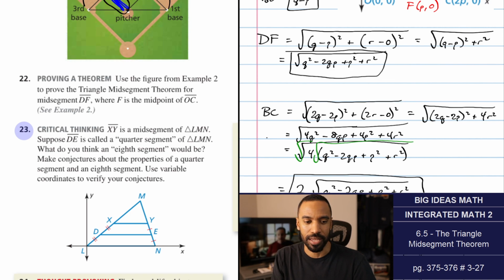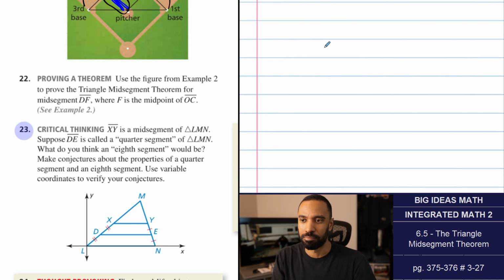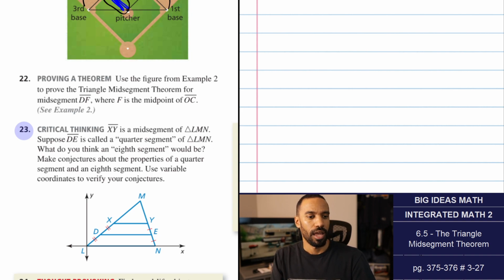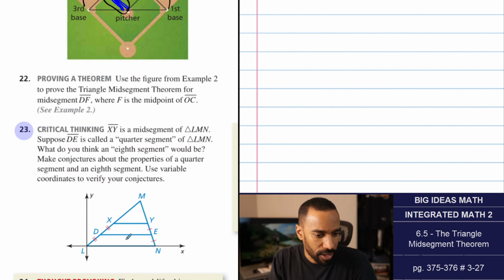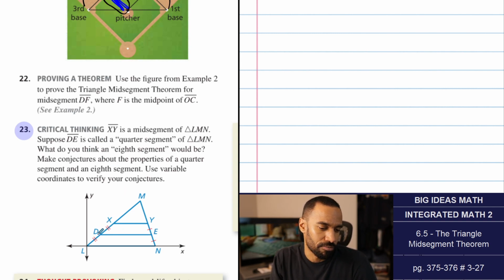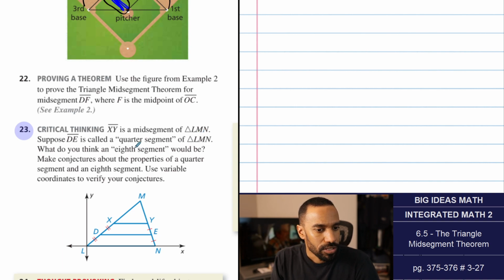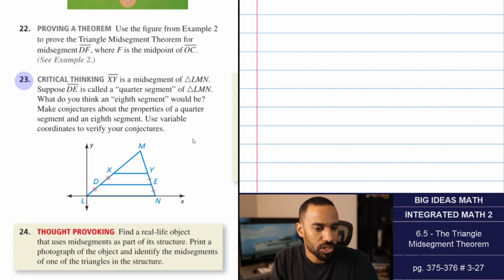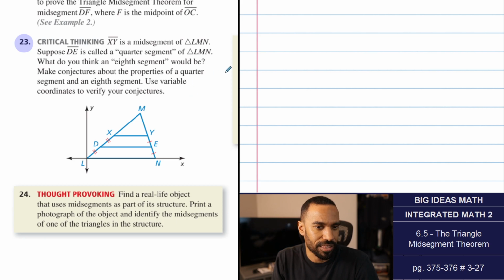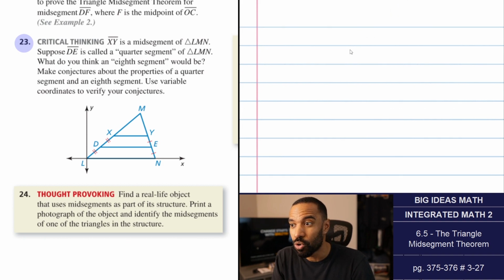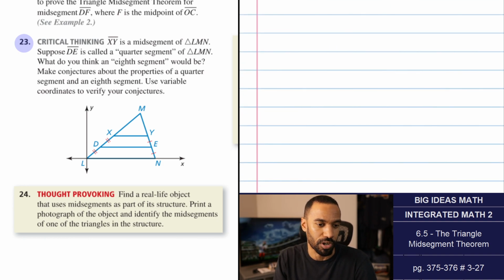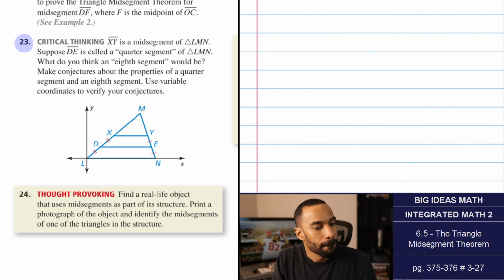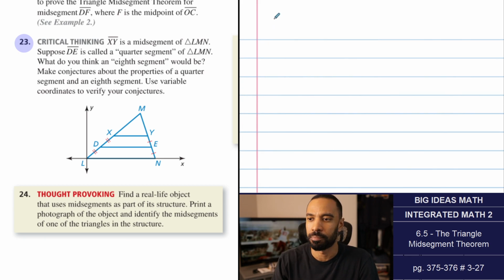Number 23. Looks like it's still kind of on a graph. Let's see if we have to use that. XY is a mid-segment of triangle LMN. Suppose DE is called a quarter segment, basically a mid-segment of a mid-segment. What do you think an eighth segment would be? Make conjectures about the properties of a quarter segment and an eighth segment. Use variable coordinates to verify your conjectures. I have to do coordinates and verification? No, at least these ones are flat against here. So let's start with just answering the quarter segment part.